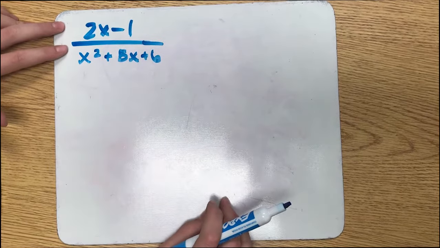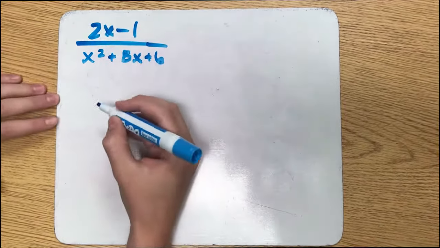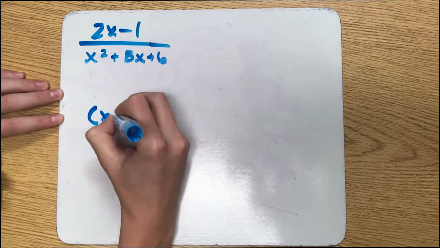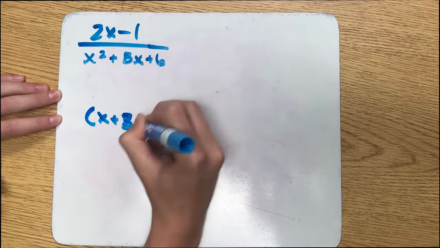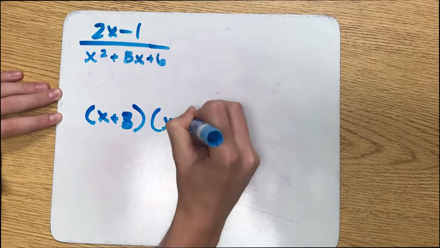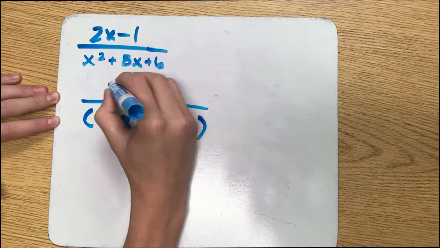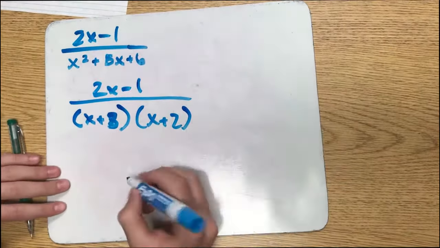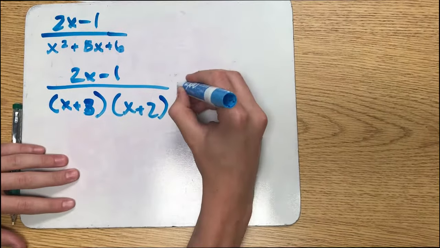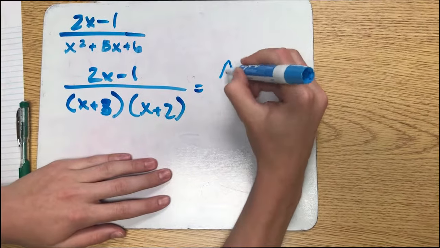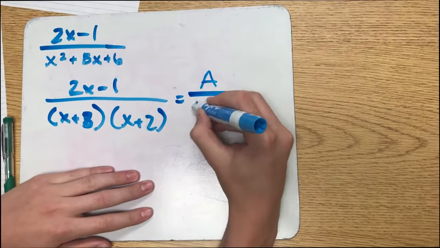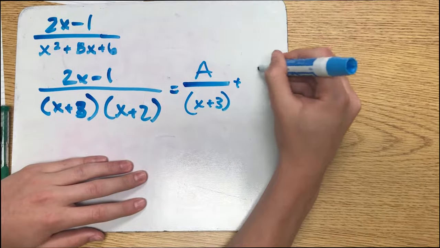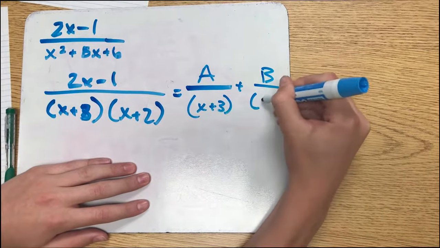Alright, so this is our equation right here. And first, we start by factoring out the bottom. And x squared plus 5x plus 6 turns into x plus 3, and then x plus 2. And then we put that under 2x minus 1. And then next, for partial fraction decomposition, we make two separate fractions where we put A on the top, and then the first part of the factor on the bottom, plus B on the top, and then the second part of the fraction.